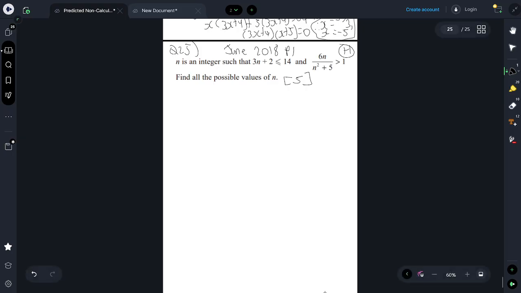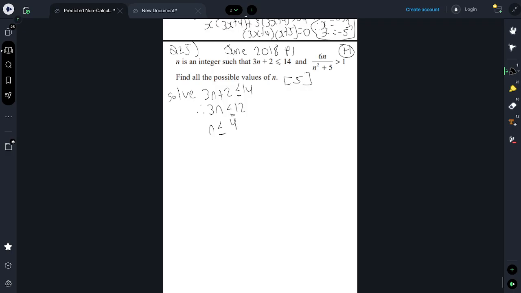So really, like I keep saying, split this up and do it one by one to solve the inequalities separately. So that's what we're going to do. First, solve the first inequality: 3n plus 2 is less than or equal to 14. That's just a linear one. You should know how to do that fairly easily, hopefully. So 3n is less than or equal to 12, subtract 2, and then n is less than or equal to 12 over 3, which is 4.